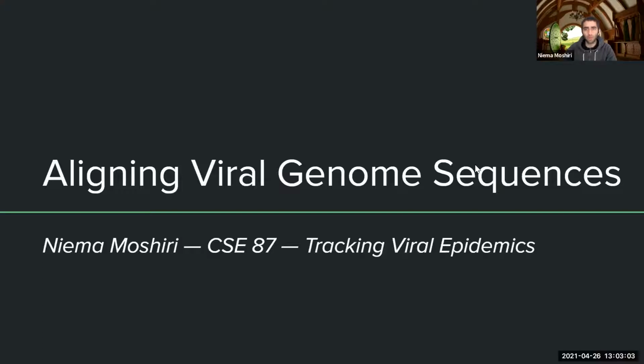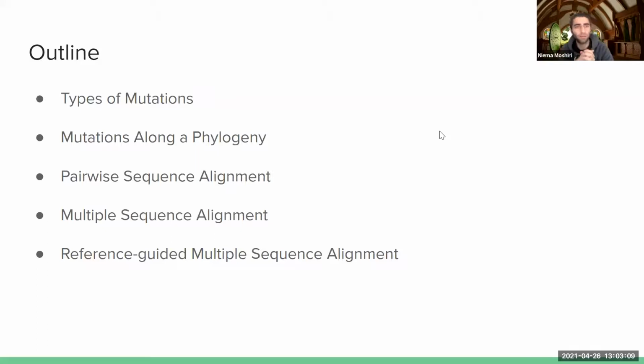So today we're going to talk about aligning viral genome sequences. Here's a brief outline of what we're going to talk about today. I'm going to talk about different types of mutations. I'm going to talk about how we can think of mutations evolving down a phylogeny. And then I'm going to introduce the concept of sequence alignment, first with pairwise sequence alignment, and then talk about multiple sequence alignment, which is really the focus of today's lecture. And then I'm going to end with a more novel, recent approach that people are using for multiple sequence alignment. So multiple sequence alignment is kind of the goal of today's lecture.